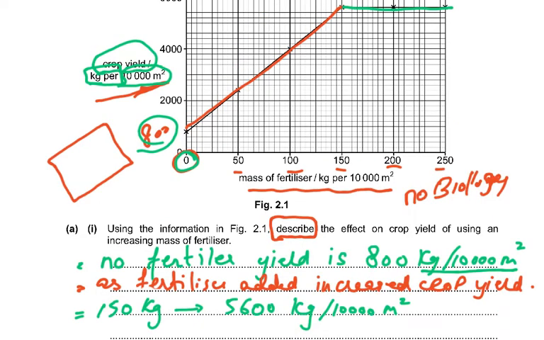So the first point you wrote is no fertilizer, yield is 800. So you talked about the 0 part. But then as you've increased it by 50, you've added 50 kilograms of fertilizer. As fertilizer was added, crop yield increased. So the fact that there is an increase in the crop yield, you've explained that point. Then you've given me the highest point. So at 150 kilograms, the yield was 5,600 kilograms per 10,000 meters square.